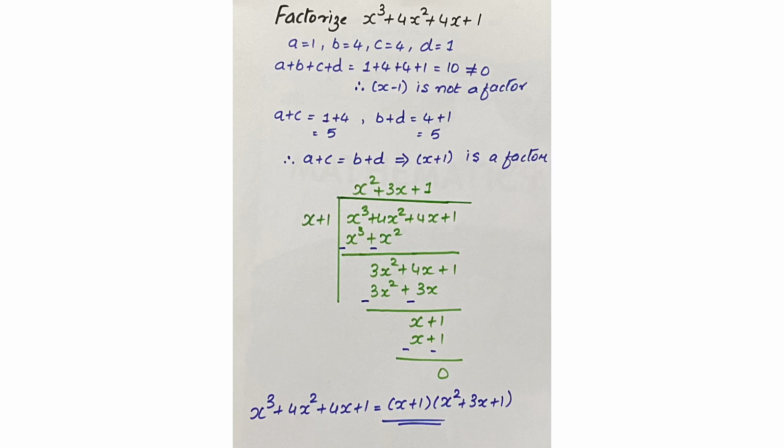Now we have to factorize it by the long division method. On factorizing it by the long division method, you will get the quotient as x square plus 3x plus 1. So x cube plus 4x square plus 4x plus 1 can be written as x plus 1 into x square plus 3x plus 1. Now here students, you can see that if we take x square plus 3x plus 1, we have to find two numbers whose product is 1 and sum is 3, which is not possible. So we can't factorize it further, and this is the answer.